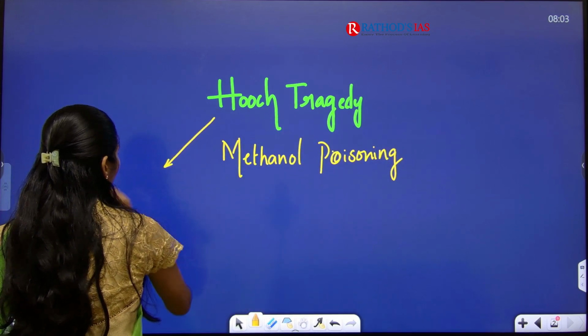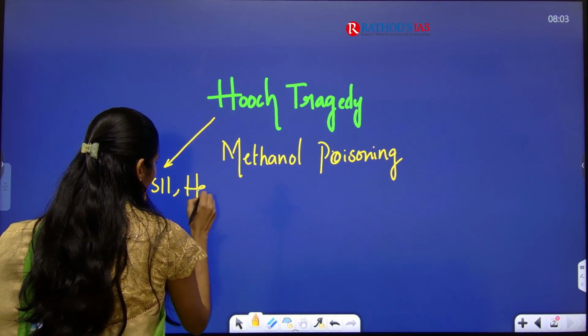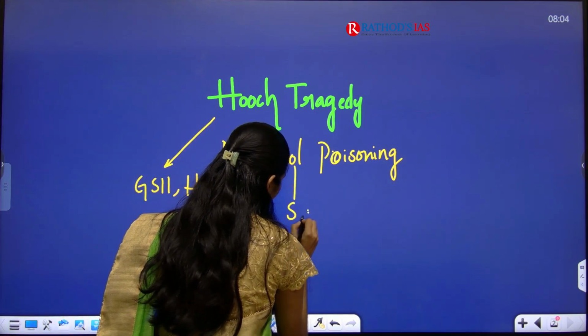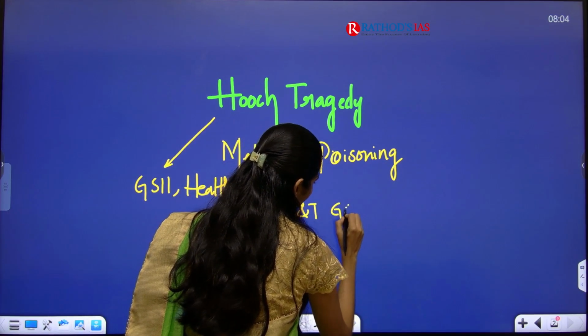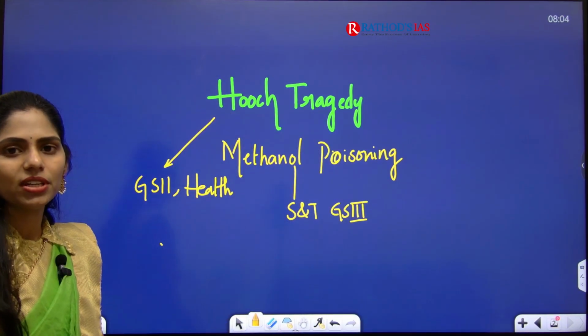Here we can connect this topic in GS paper 2, where we have health, right? And from science and technology in GS paper 3, we can connect this topic. So what are the dimensions that you have to see?